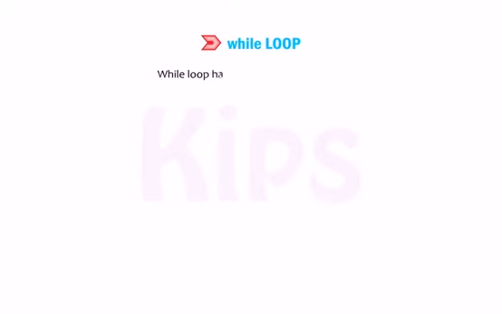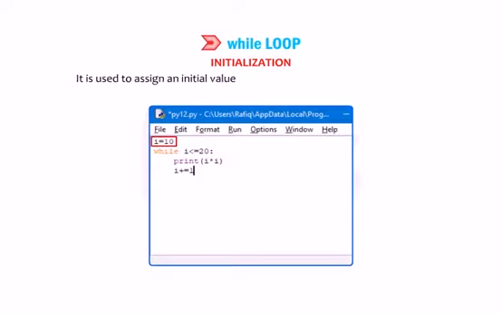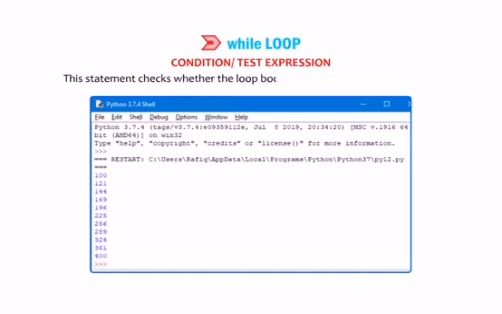While loop has four main components. Initialization. It is used to assign an initial value to the loop control variable. Example, a equals to 10. Condition or test expression. This statement checks whether the loop body will be further executed or not. The loop keeps executing till the condition or the test expression is true.